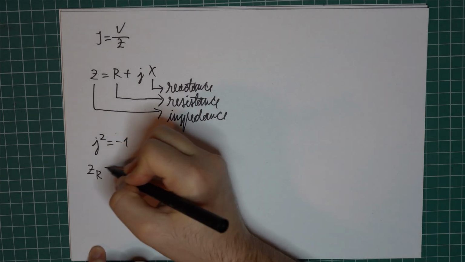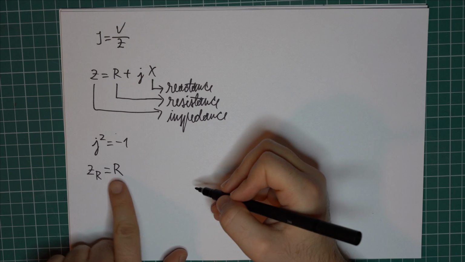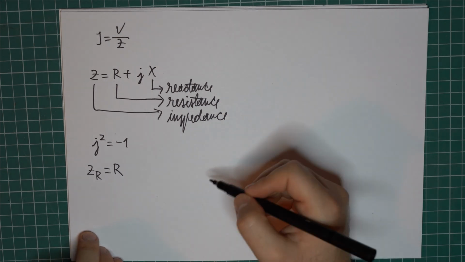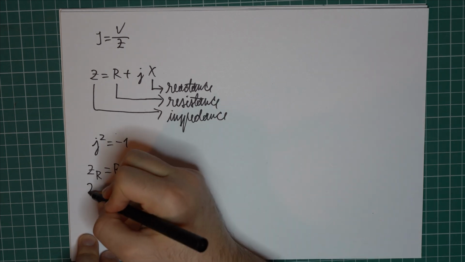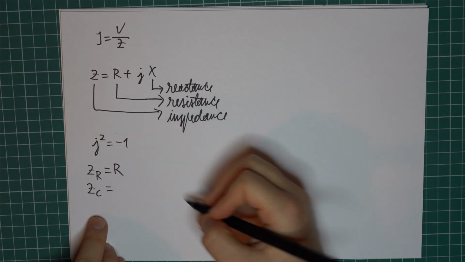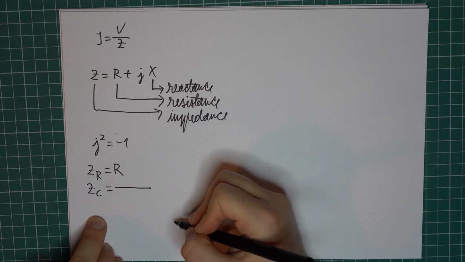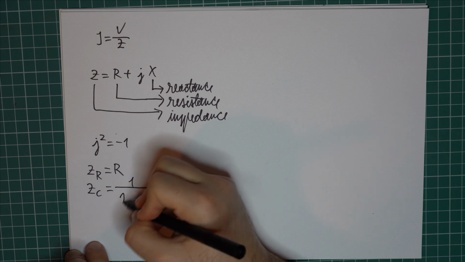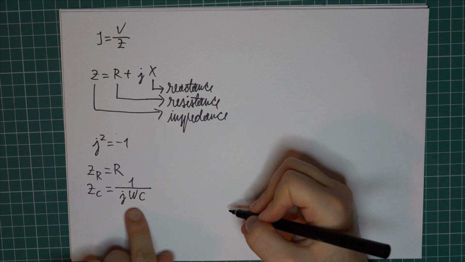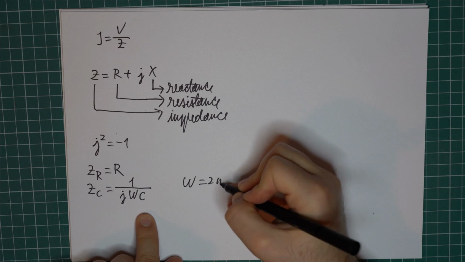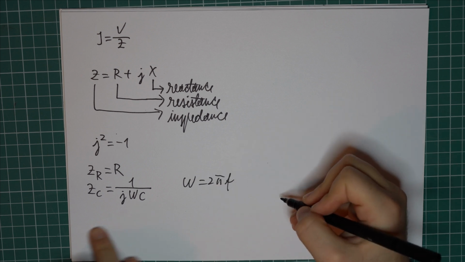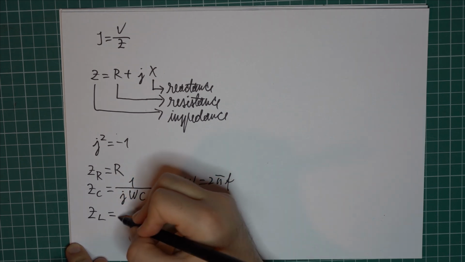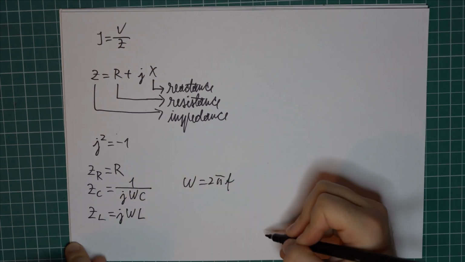For a resistor, Z_R equals R, so it's simply the resistance. That's because the resistor is not reactive, so the current and voltage are in phase. For a capacitor, things look a bit different because the capacitor is reactive, so its impedance looks something like this. It's 1 over J omega C, where omega is 2 pi times the frequency. And for an inductor, we have J omega L.